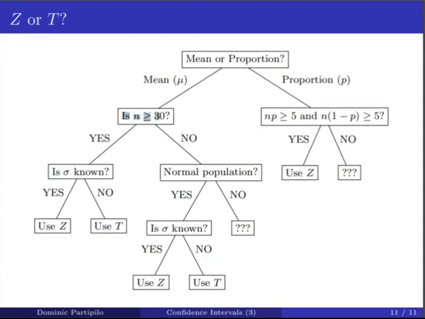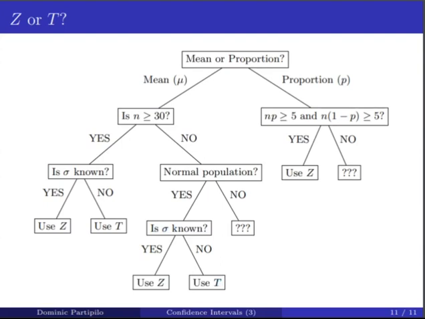So now on this side, if our sample size is not greater than or equal to 30, then we have to check whether or not the population is normal. Because if the population isn't normal and n is less than 30, then we're not able to use the central limit theorem, and then we don't have enough information to construct the confidence interval. But if the population is normal and we know the population standard deviation, then we can use Z here. But if the population standard deviation is not known, then we have to use t.